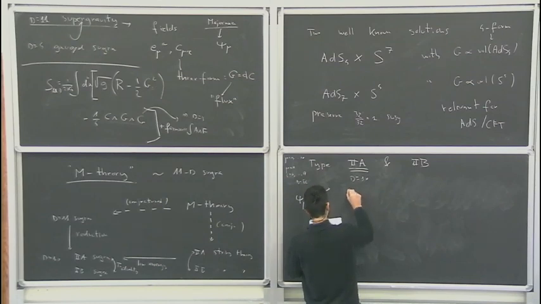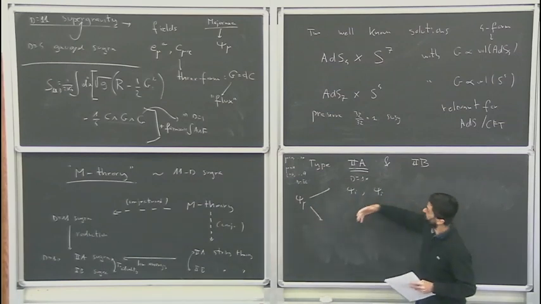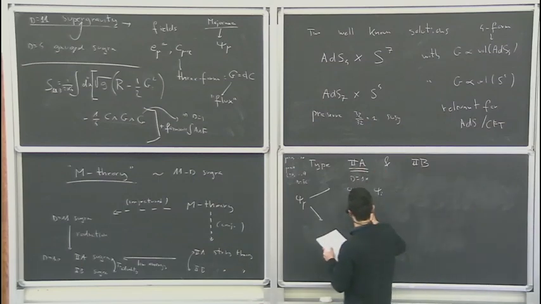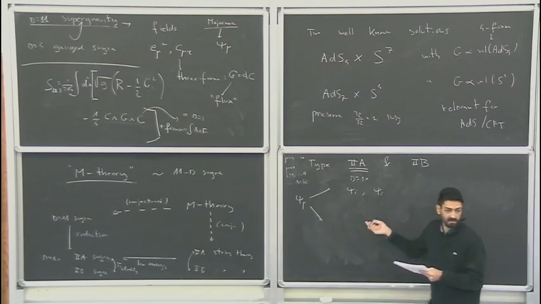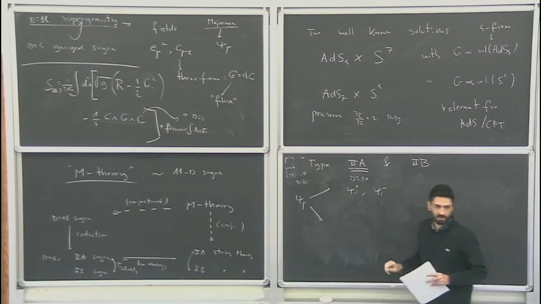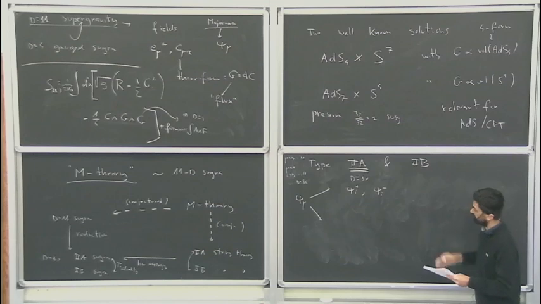and you get the following fields. You get some psi I, and in fact, if you trace the properties of the decomposition of the spinors and the gamma matrices and so on, from one spinor in 11 dimensions, you get two spinors of opposite chiralities in 10 dimensions. So I will put a plus and a minus. They both come from the same big spinor. If you count the dimensions, you will see that they match.